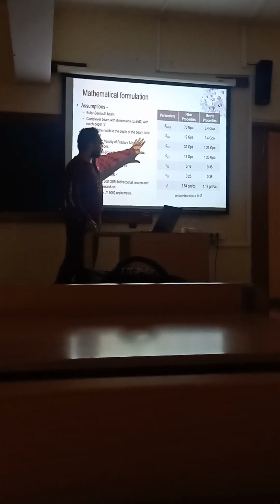Now the material properties are listed here. These are given from the manufacturer's end: the volume fraction and parameters for fiber and matrix. This is the fiber and these are the fiber and resin properties. The fiber is taken as bidirectional threaded GSM, woven in both directions.